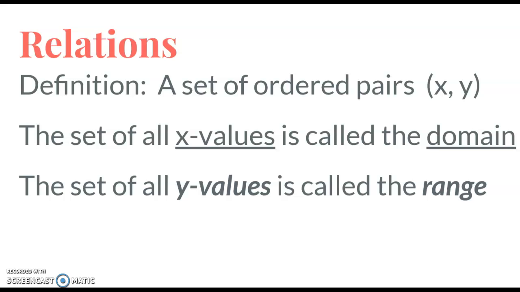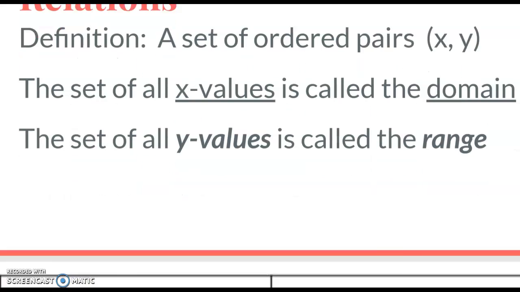So the first thing you need to know about is relations, and remember we did these a couple of different ways. We did relations as a set of points. We showed them as a table. We did a mapping, which we'll go over again in a second, and we graphed them. But a relation is just a set of ordered pairs. All the x values are the domain, and all the y values are the range.